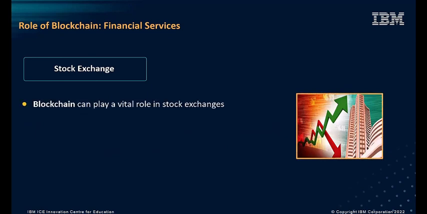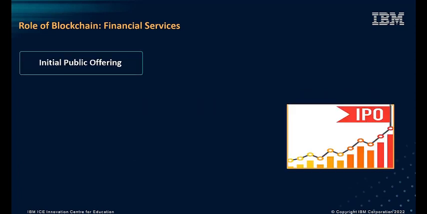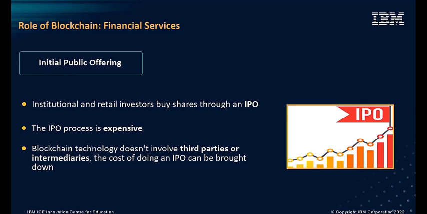Stock exchange. There's a lot of potential in blockchain for stock exchanges. Brokers and regulators are part of the stock market today. Blockchain can replace regulators in finance with smart contracts. Initial public offering. An IPO is a way for institutional and retail investors to buy shares. It's expensive to do an IPO. Because blockchain technology doesn't involve third parties or intermediaries, the cost of doing an IPO can be brought down.